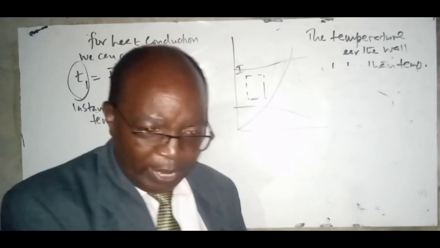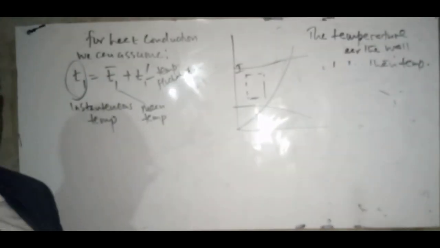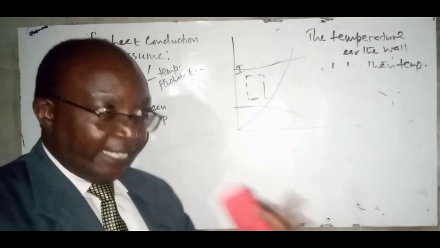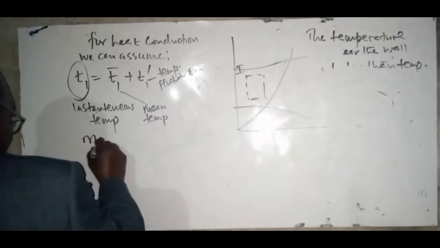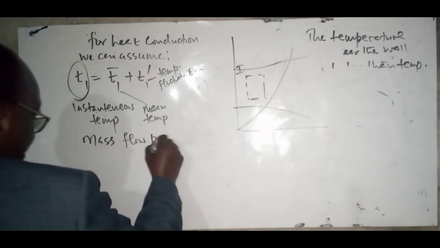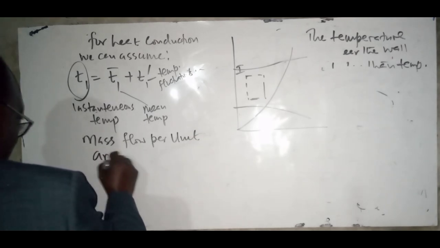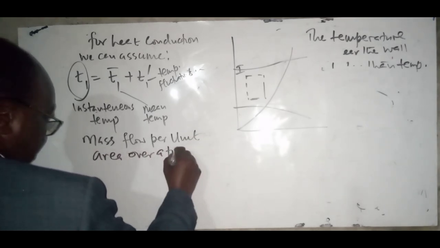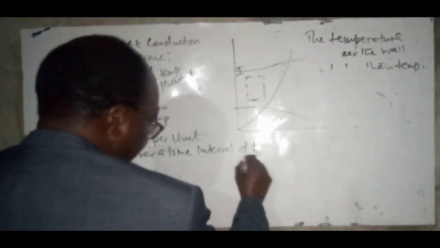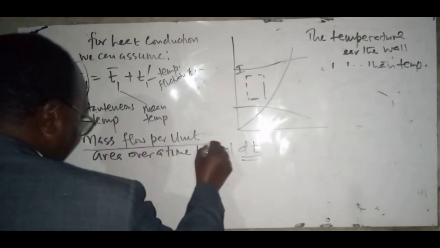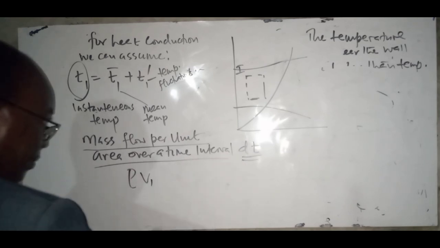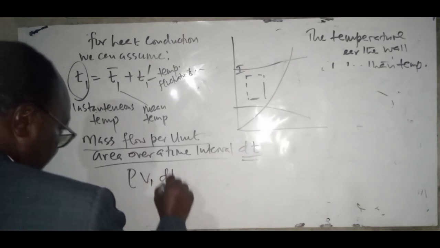So we are saying that if we look at this particular region, the mass flow per unit area over some time interval, let's call that interval dt, will be given by the density times the velocity times dt.